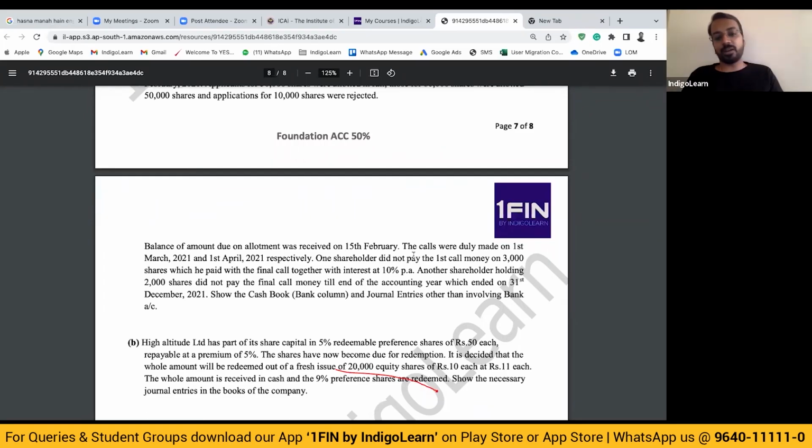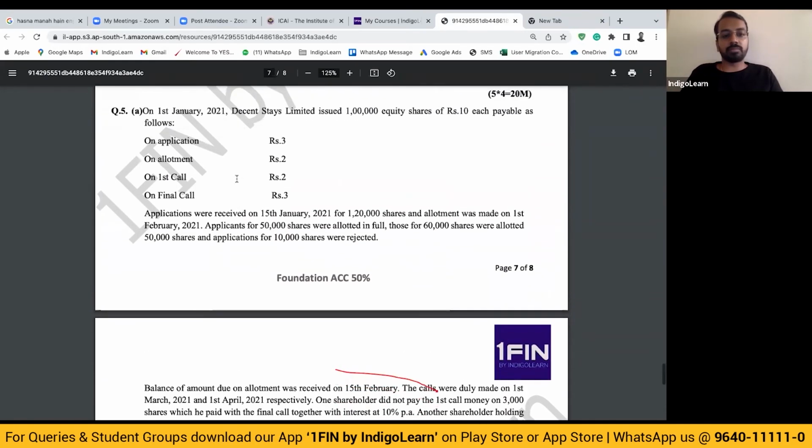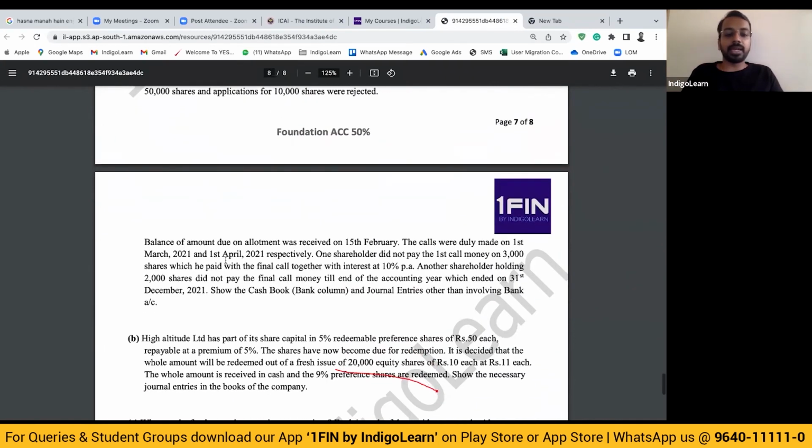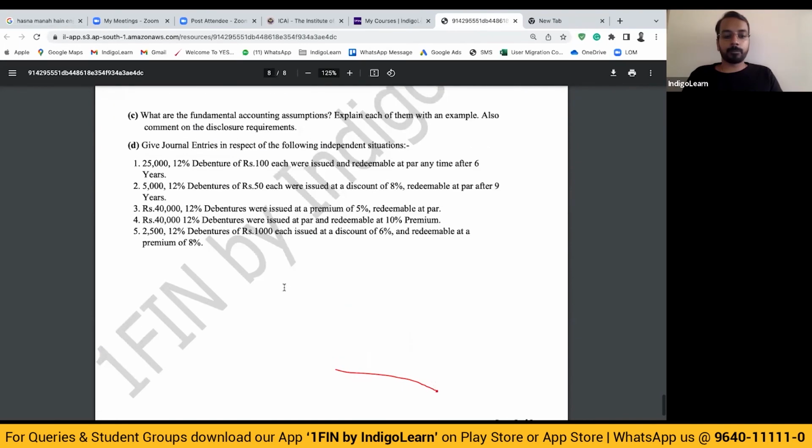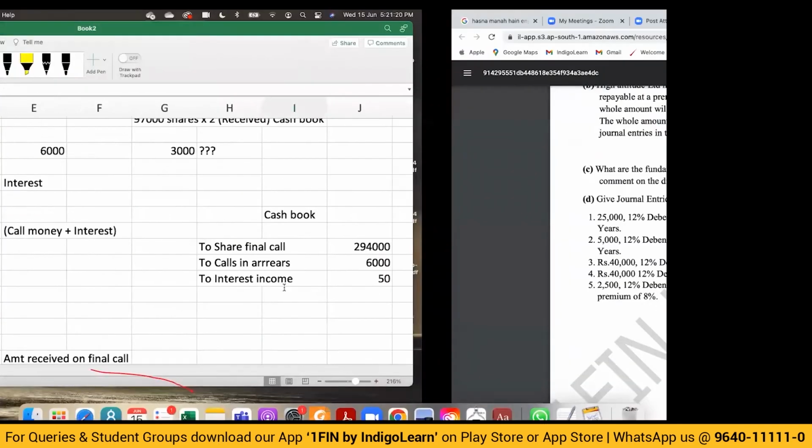You can assume that it is paid on the same date, on 1st of March, or you can assume that it is due by end of March or something. But because the question is not clear, we have not mentioned very clearly when the amount is due. So you can assume it is due on the same date, and accordingly you can provide for the interest. Similarly, whatever is due on 1st April was not paid. So from 1st of April till December, for 9 months, you have to provide interest. Is it clear? Yes, sir. Everybody clear? Yes, sir.